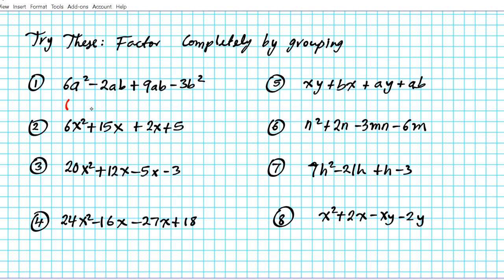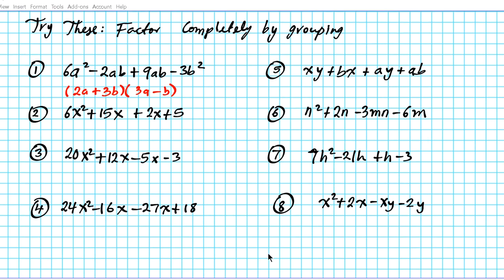So for problem number 1, we have the quantity 2a plus 3b times 3a minus b. And then for problem number 2, the answer is 3x plus 1 times the quantity 2x plus 5. Number 3, we have 4x plus 3, 4x minus 1, times the quantity 5x plus 3.